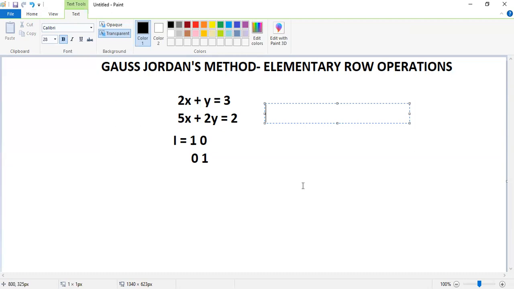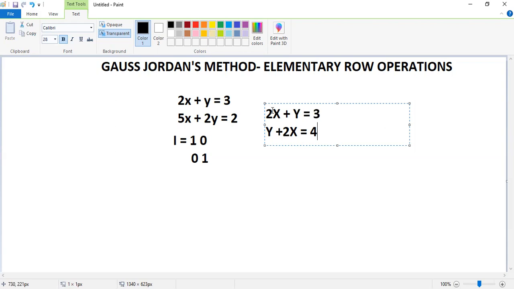So suppose they give you a question, then they've written 2x plus y is equal to 3, and y plus 2x is equal to 4. Then you are asked to use the Gauss-Jordan's method to solve this system, or this set of linear equations. First, we see that the x and the x, they are not in the same position, or they are not arranged in the same column.